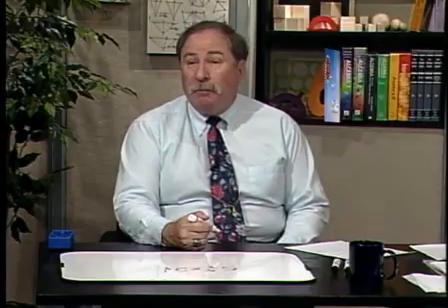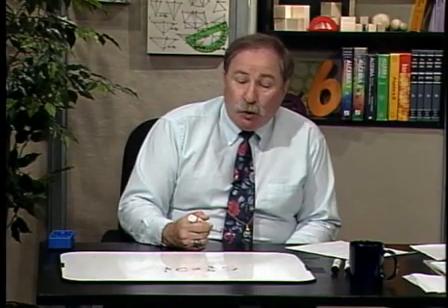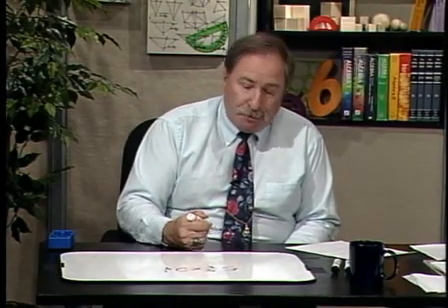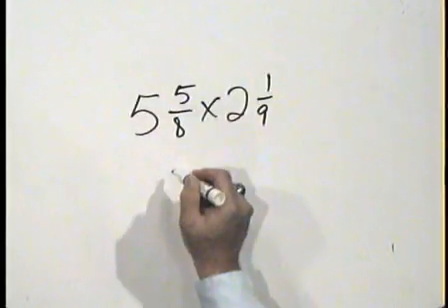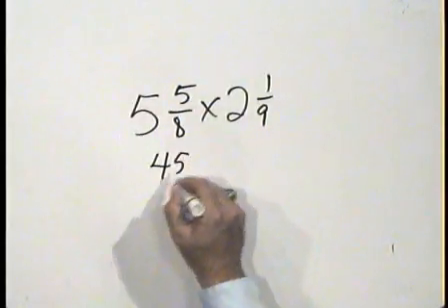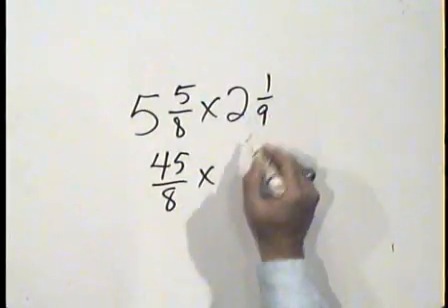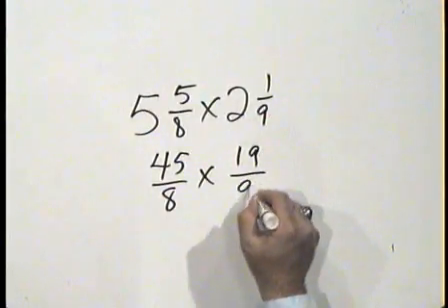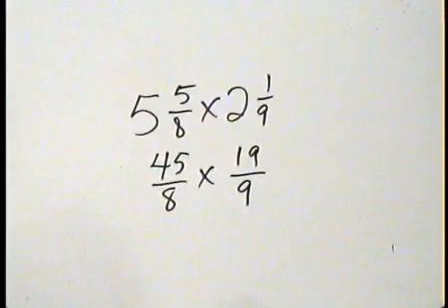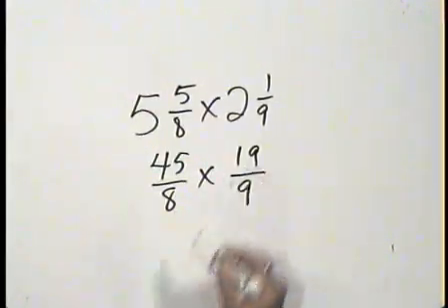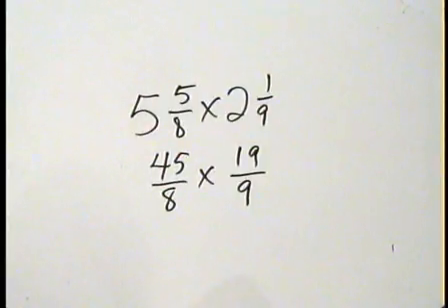The first step in multiplication is to change the numbers to fractions. Okay? 8 times 5 is 40, plus 5 is 45 eighths. 9 times 2 is 18, and 1 is 19 ninths. The second step is to cancel if possible. Well, 8 and 19 have no common number that divides them. 2 divides 8, but 2 does not divide 19. In fact, 19 is one of those numbers that can only be divided by 1 and itself.